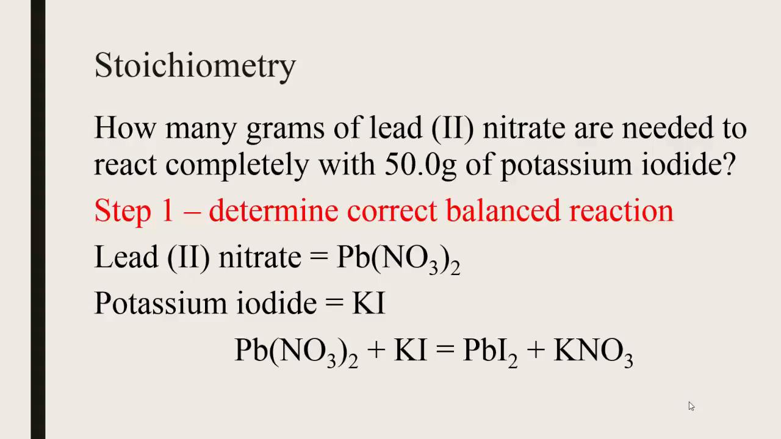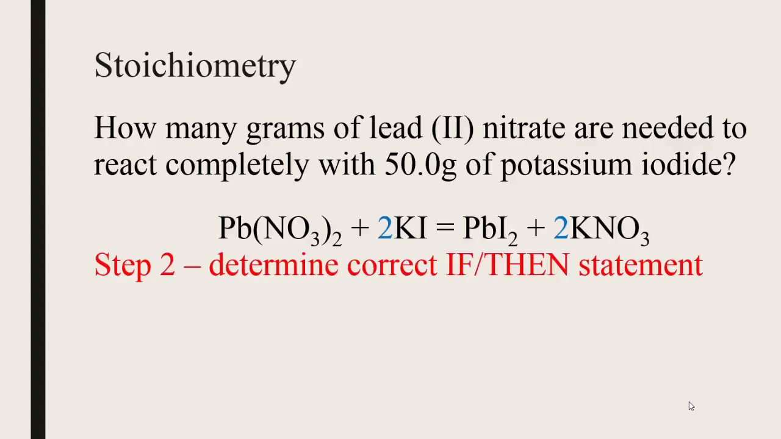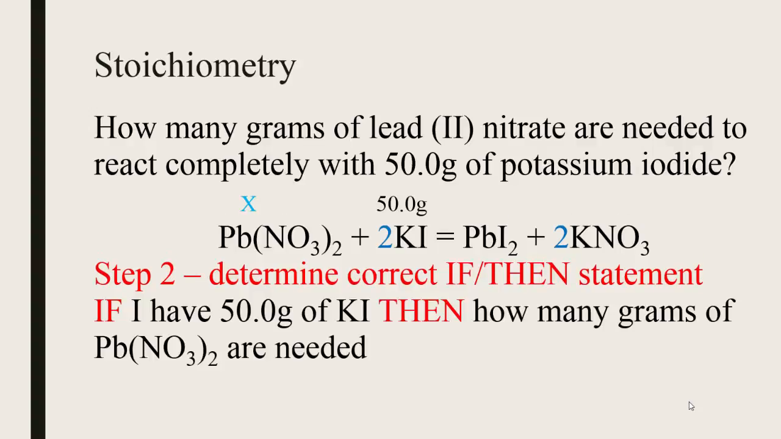But you see you have 1 iodide on the reactant side, 2 iodide on the product side. Ergo, this is not balanced. Use your favorite methodology, and you come up with this being the balanced reaction. So step 1 is done. The next thing we need to do is to determine the correct if-then statement. If I have 50.0 grams of potassium iodide, then how many grams of lead nitrate are needed? And I put that 50.0 above the KI and the X above the lead nitrate just to keep track of what's what. I'll explain this more in just a little bit.